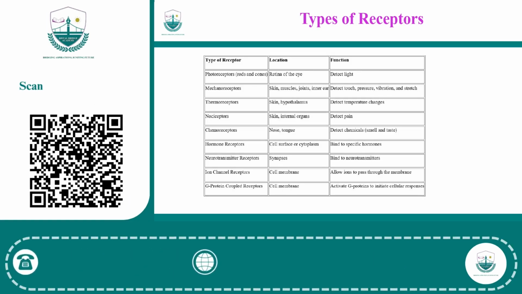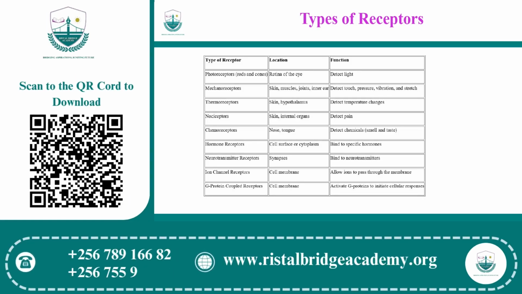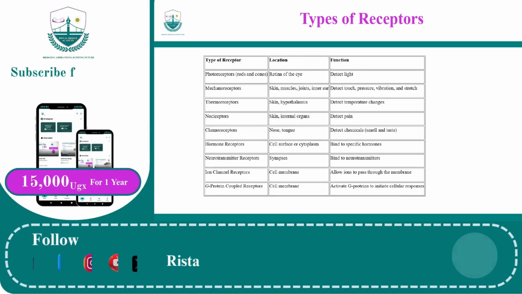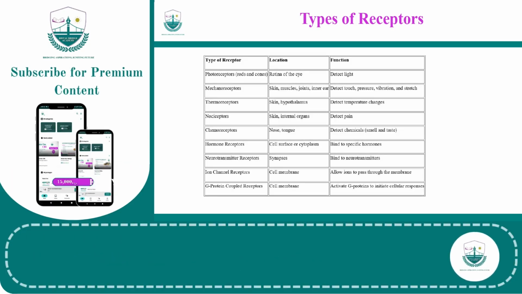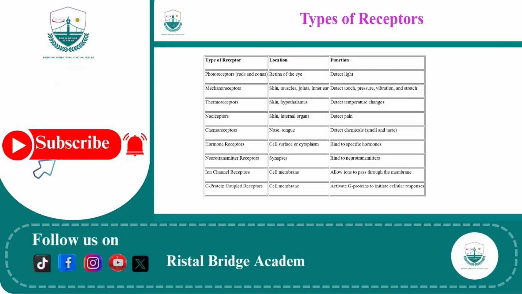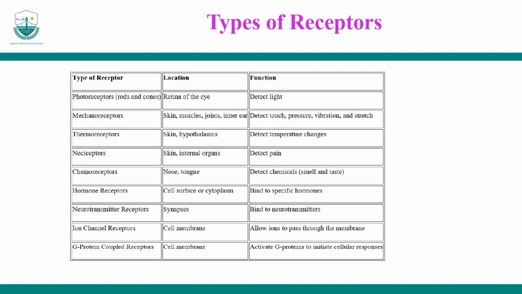Thermoreceptors, like the name, it's about temperature. It's about feeling or detecting temperature changes. So if you feel cold, the skin basically picks that information about that coldness, and then information is sent to the brain for the appropriate action. Hypothalamus, we also have thermoreceptors there.